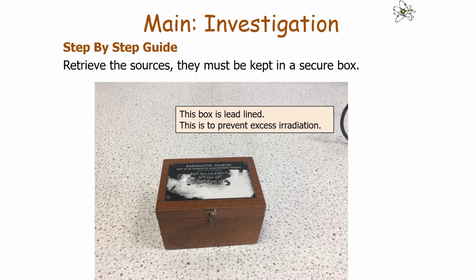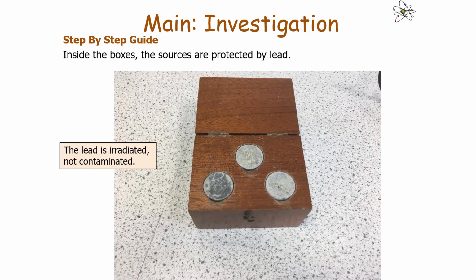You would then retrieve the sources, which are kept in a secure box. This box should be lead lined to prevent excess irradiation. Inside the boxes the sources are protected by lead. The lead here is what we call irradiated, not contaminated, because the radiation is only passing through the lead, it's not having the nuclei actually coating the lead.